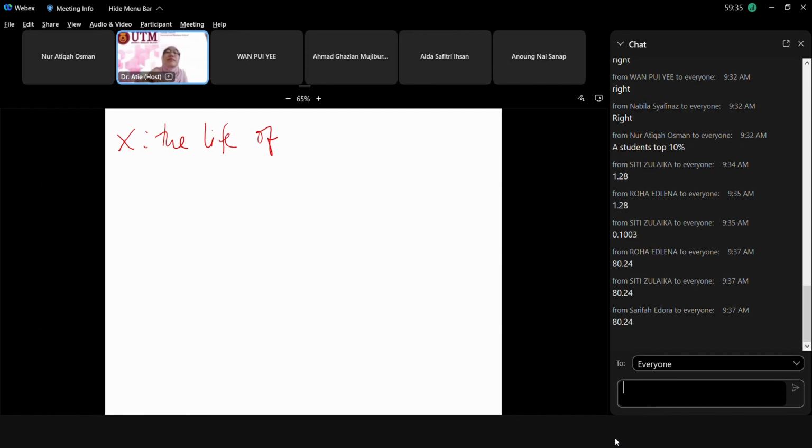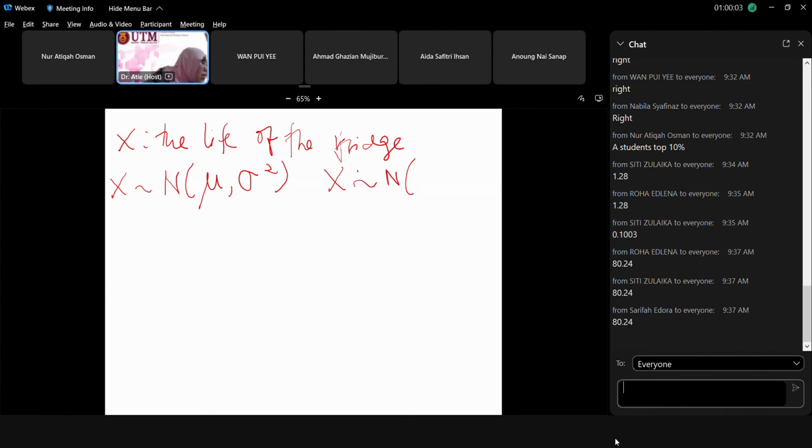Okay, I'll put fridge. And then our distribution, mu and sigma square. Right. So X is distributed normal, and the mean is 10 years. Okay, and then the standard deviation 1.5 squared. Right. So this is what we need to solve, okay?